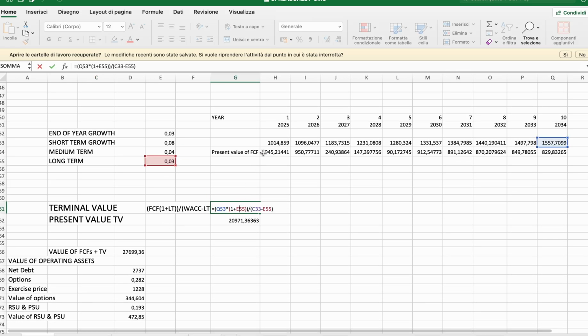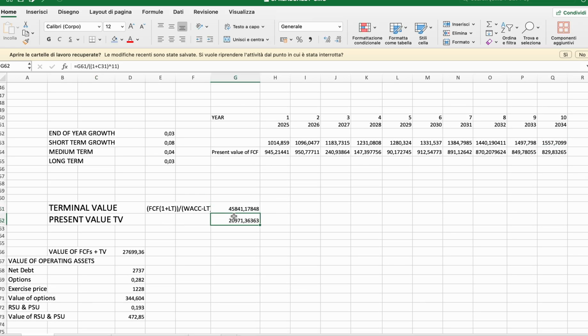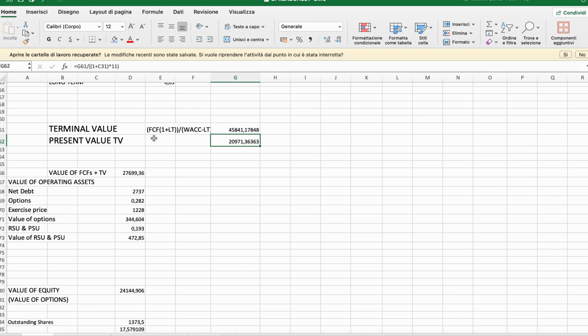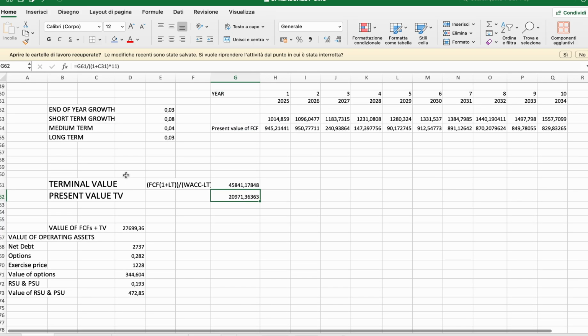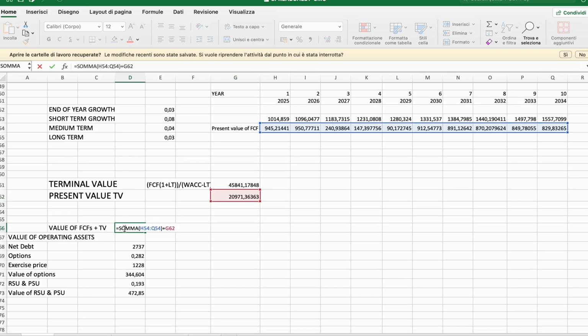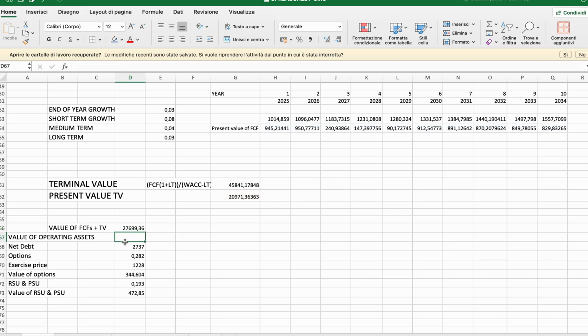Then we have over here the calculation of the terminal value, and here we have the present value of that. Then we have here the sum of all the present value of the free cash flows plus the terminal value. And then we subtract some of the things that could dilute our value, such as debt, net debt position, net debt to cash, and other minor stuff. So it has almost 3 billion over here.